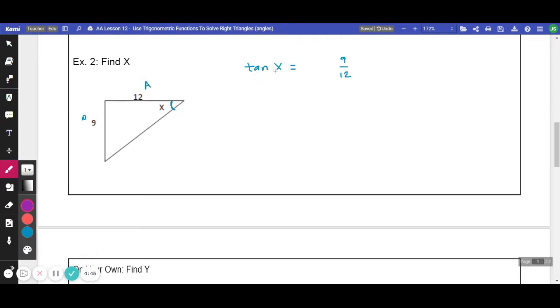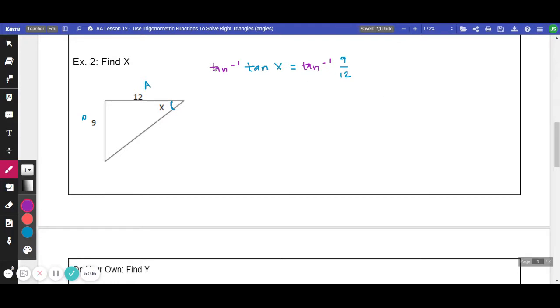I'm trying to isolate x. I'm trying to get x by itself. So I need to get rid of the tangent. To get rid of a tangent, I use its inverse, which is the -1. And if I do it on one side of an equation, I have to do it on the other to keep it equal.